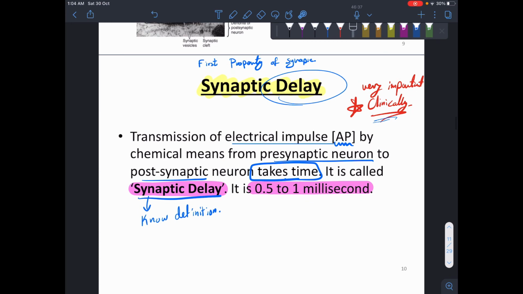So now let's talk about the properties of this synapse. The first thing we're going to know is very important clinically. It takes time. It's called the synaptic delay. The first property of the synapse is synaptic delay, the transmission of the electrical impulse of the action potential, because you're gonna have the action potential traveling on the presynaptic.